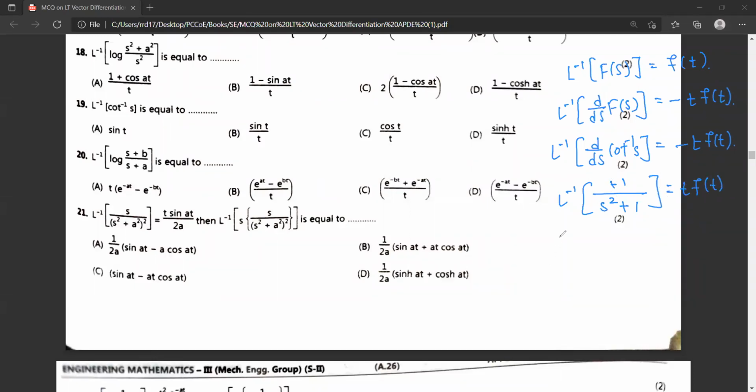Now what is the Laplace of this one? It is sin t. Right? Sin t. This is your t f of t. So f of t is going to be equal to sin t upon t. Understood? So these questions are of exactly the same type. So I'm just going to skip it. Okay, so take the screenshot quickly. All right.